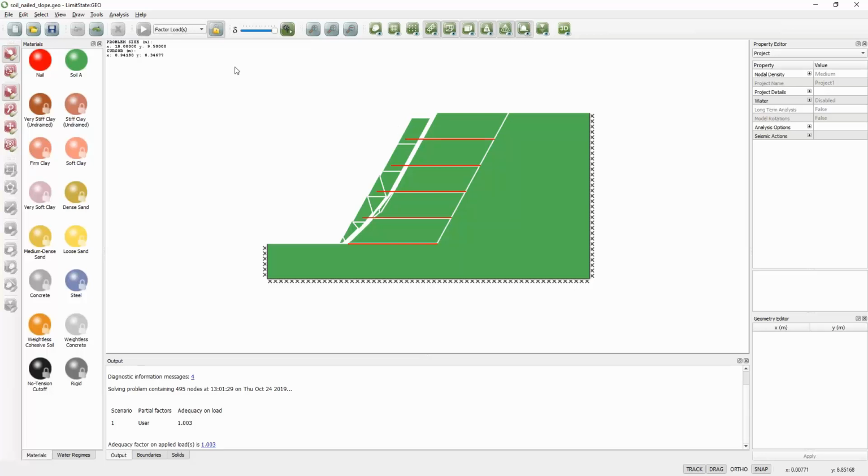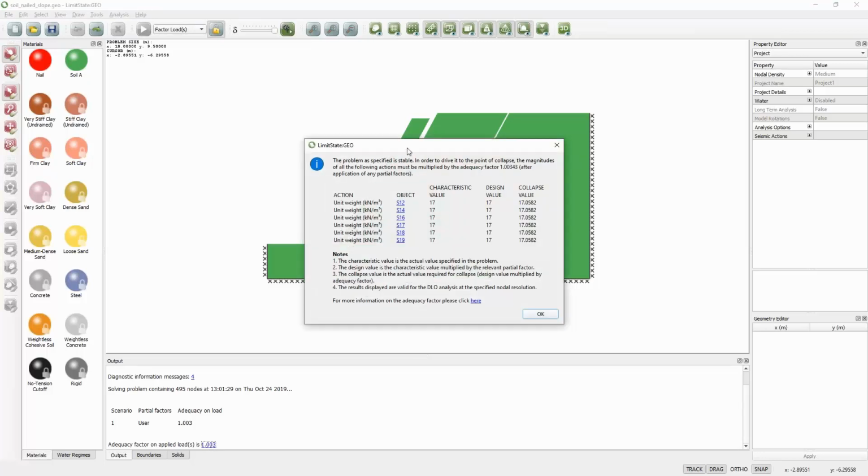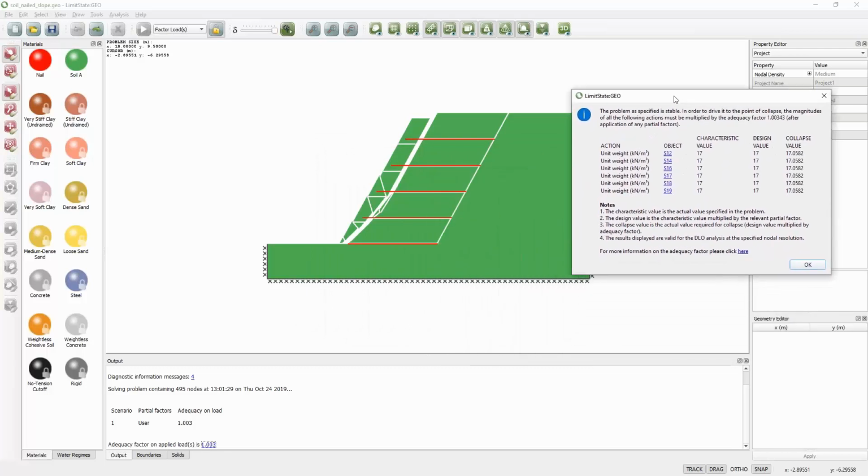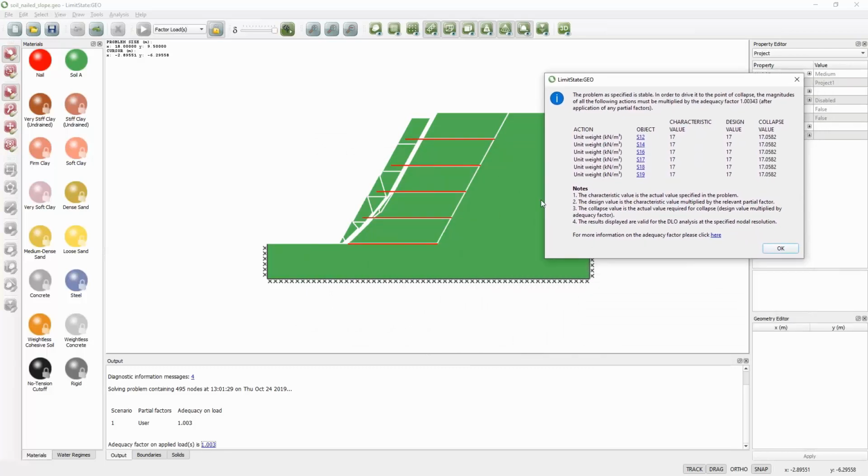Now, I haven't explained fully what this solution means. So we get a solution here which is called 1. And if I click on this solution, it tells me the definition. So the software is able to solve problems in two different ways. If we're modeling, for example, a slope, generally, in many cases, it's going to be stable. So we have to drive the slope to failure in some way analytically. We can either do that by reducing the strength of the soil, or we can increase the weight of the materials in the slope, and that's what we've done in this case.